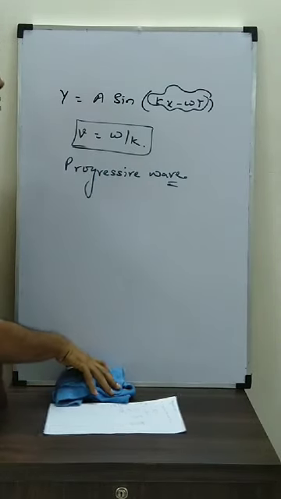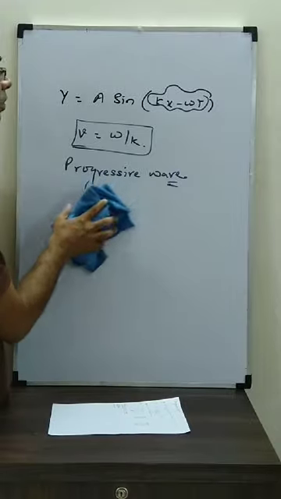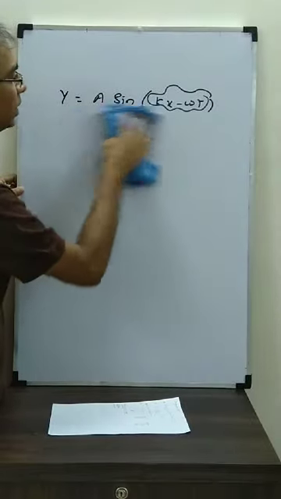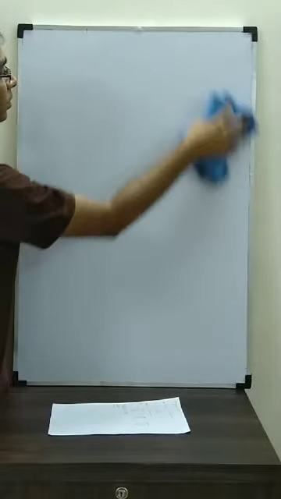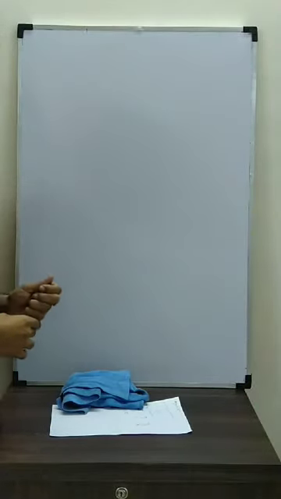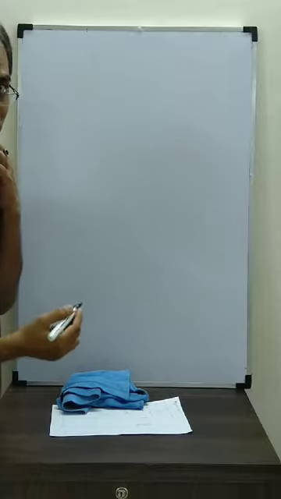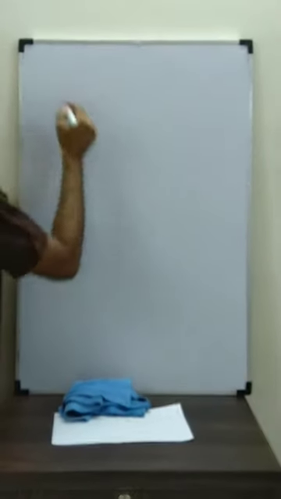This method is good to know. If we know it, very good, because we can solve the problems very easily. But what is the effective way, or what are the ways given in the books? The condition given in books for a progressive wave is something like this. I will write it. See now.